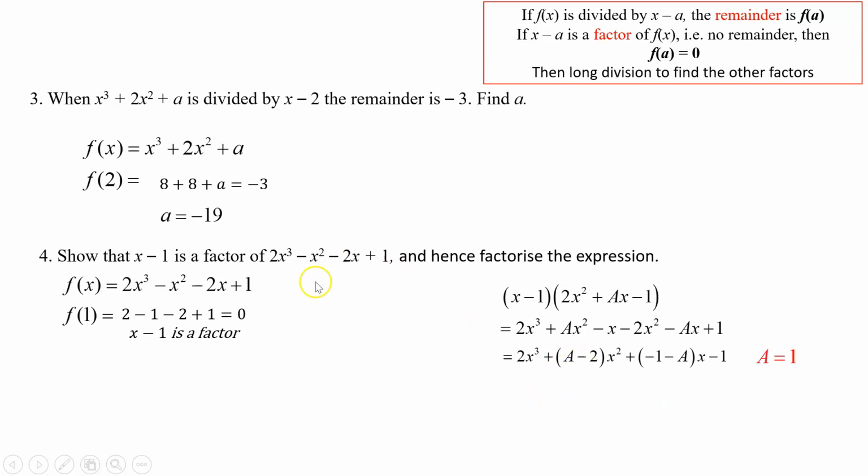Therefore, a must be equal to 1 in both situations to get the cubic expression to come out. Therefore, my factors, first of all, I've got x minus 1. Then my second factor was 2x squared plus x minus 1. Does that factorize? Yes, it does, to 2x minus 1 and x plus 1. So it's fully factorized. That expression is fully factorized.